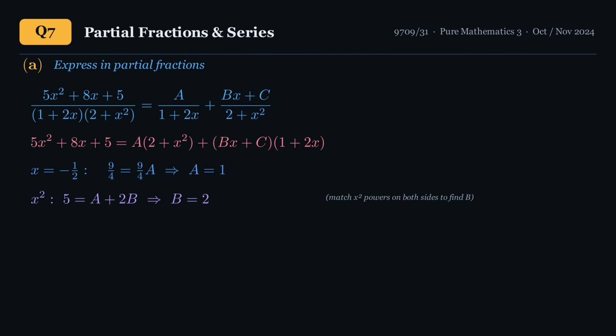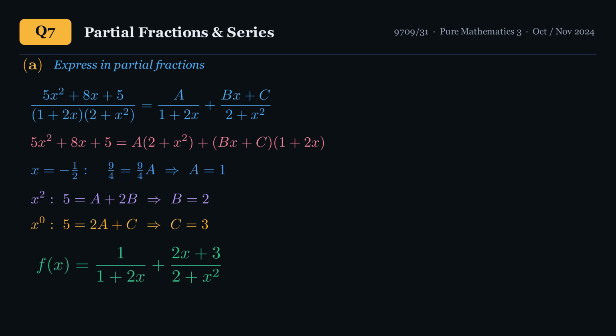Compare x squared terms on both sides, 5 equals a plus 2b, so b equals 2. Compare constant terms, 5 equals 2a plus c, so c equals 3. So f of x equals 1 over 1 plus 2x, plus 2x plus 3 over 2 plus x squared.